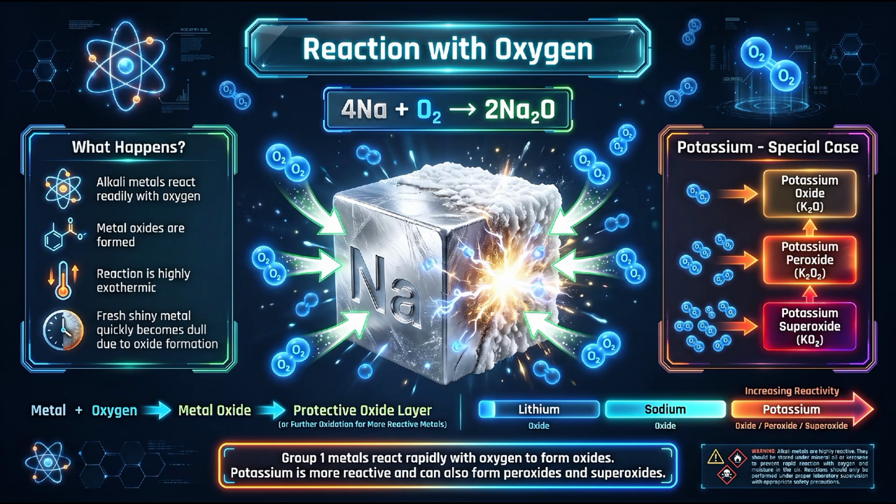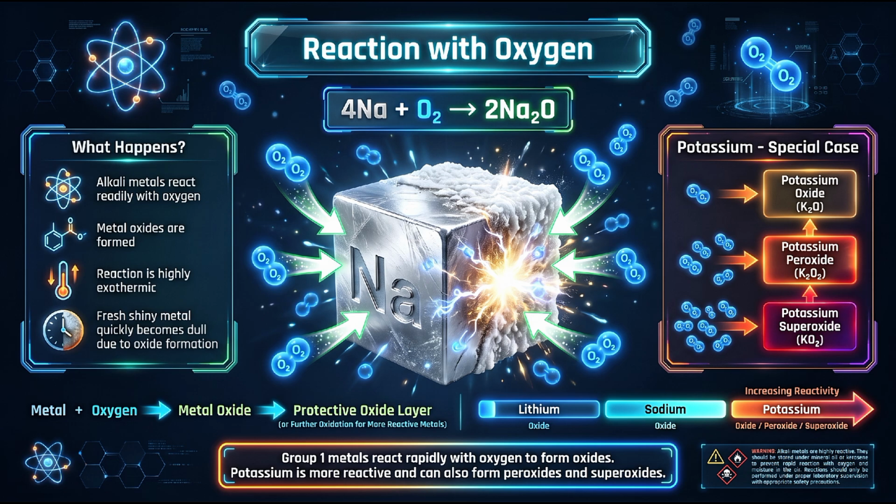Group 1 alkali metals react rapidly with oxygen because they possess a single loosely held valence electron that is easily removed. During the reaction, the metal loses electrons while oxygen gains electrons, producing metal oxides in highly exothermic reactions. The oxide layer formed causes the shiny metallic surface to become dull.